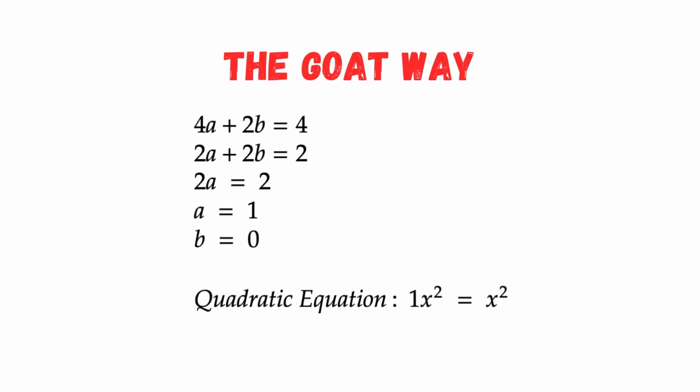So now when we do our system of equations, we take away the first equation from the second equation, and we get that 2a is equal to 2, which means that a is equal to 1, which means that b is equal to 0 when we plug in the value of a into our equation. So that means that our quadratic formula for this pattern is equal to x squared.